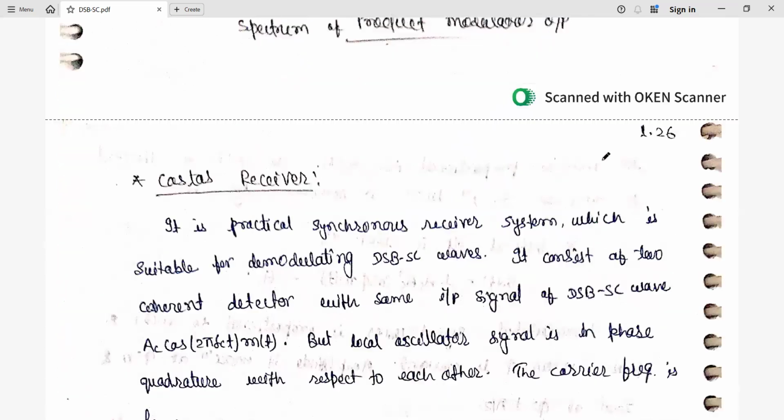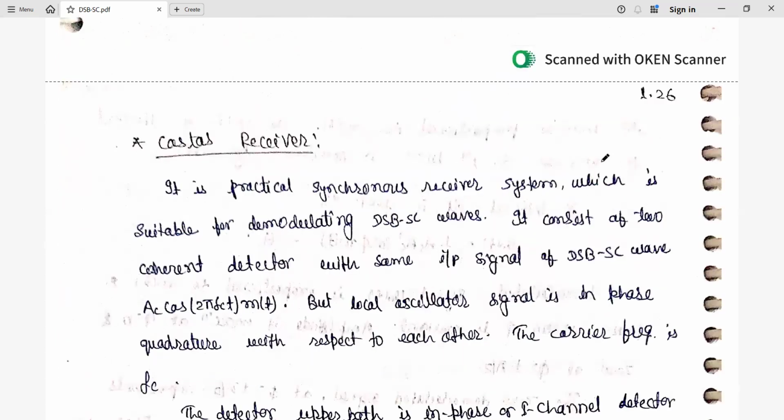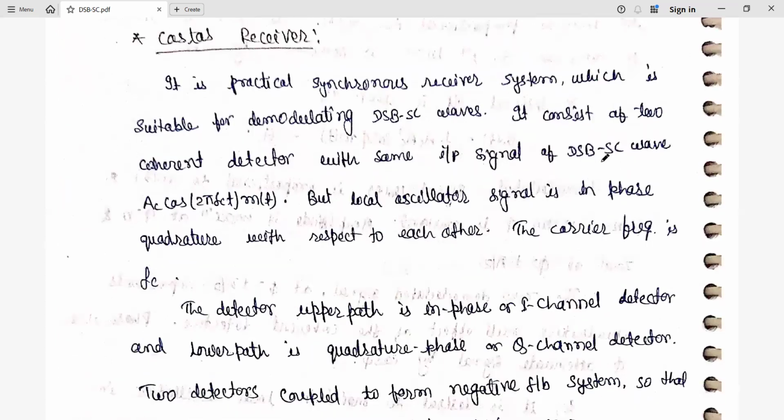Now another is the Costas receiver. Coherent is more popular. Another is the Costas receiver. In the Costas receiver, if you see that block diagram, it has two coherent detectors. Like we have only one coherent detector, what are we using? Product modulators, since DSB-SC is what? In generation also, it is the product of message and the carrier.